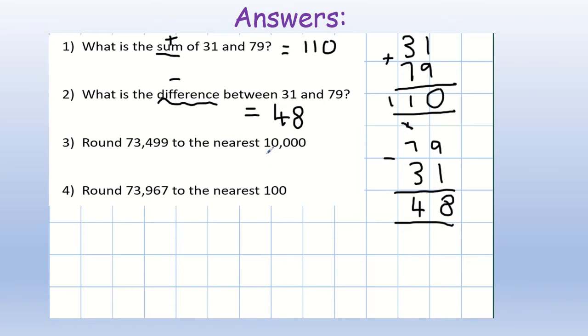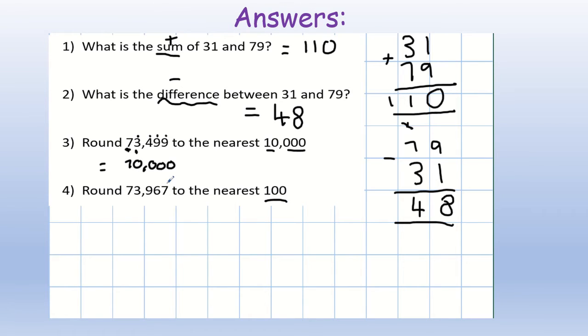Next, you're asked to round to the nearest 10,000. Ones, tens, hundreds, thousands, 10,000s. So if we're rounding to the 10,000, you need to look at the number in the thousands column. And it's a 3. So does 3 round down or round up? Excellent, it rounds down. So that would make your answer 70,000.